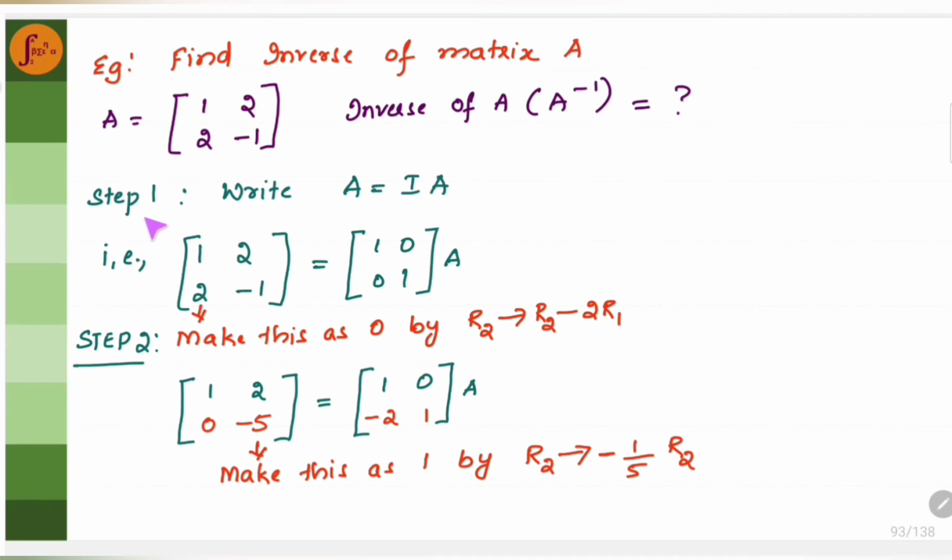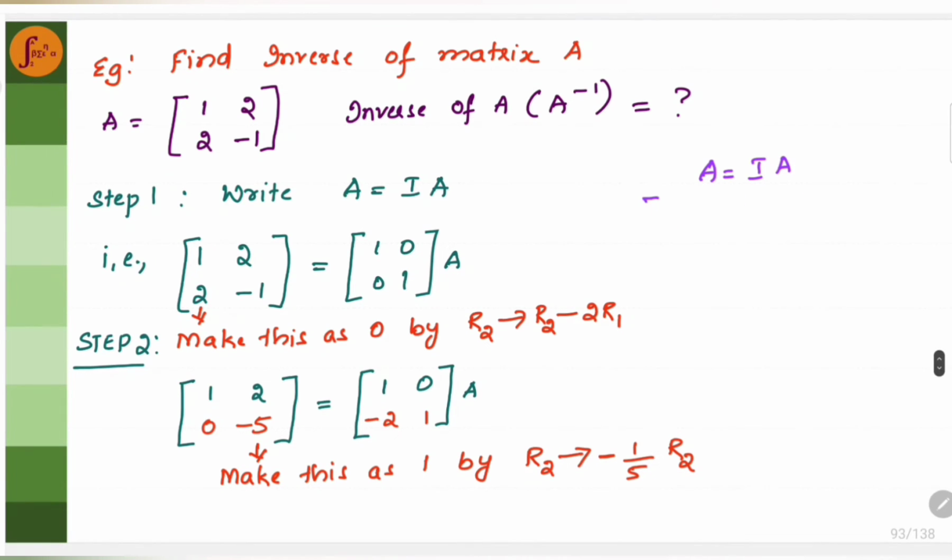What is step 1? Step 1 is to write A is equal to I into A. So what do you write? Instead of A, you put matrix A: 1, 2, 2, minus 1. You put this matrix is equal to I. What is the identity matrix? For 2 by 2, it is 1, 0, 0, 1. Into, you leave this like this. Don't substitute the matrix. Leave it as A itself. Now, the first step is done.